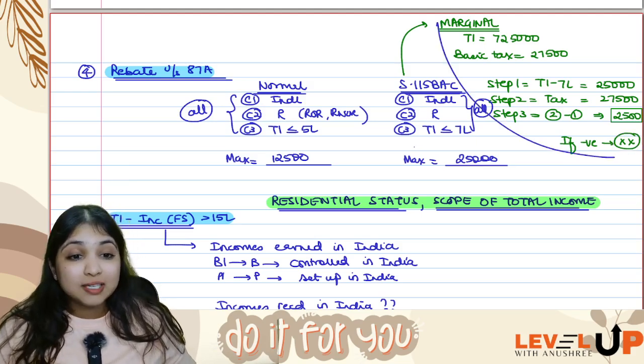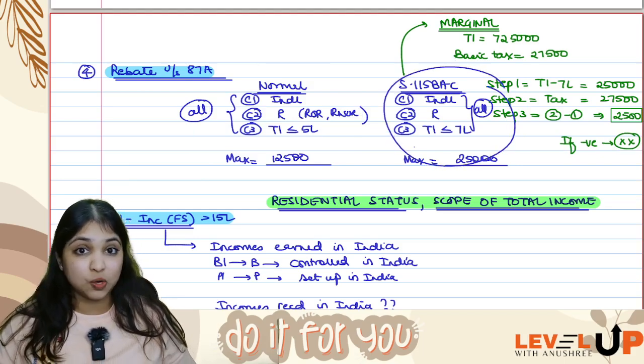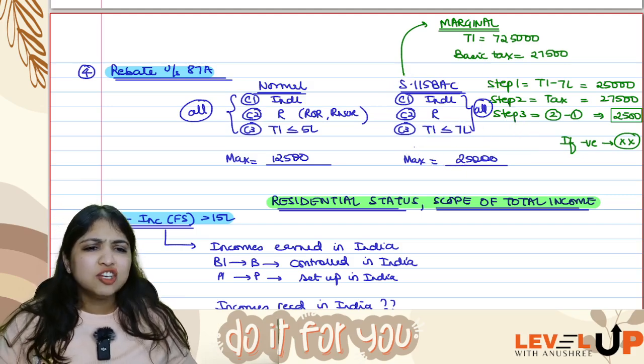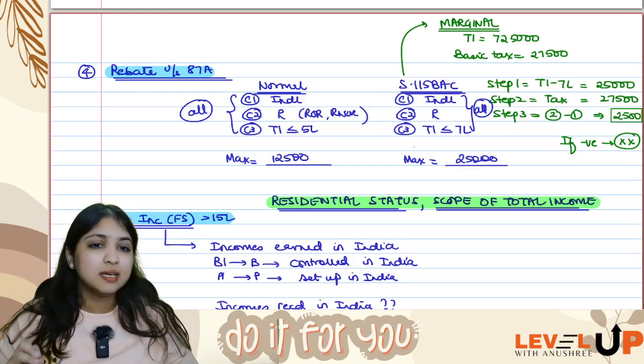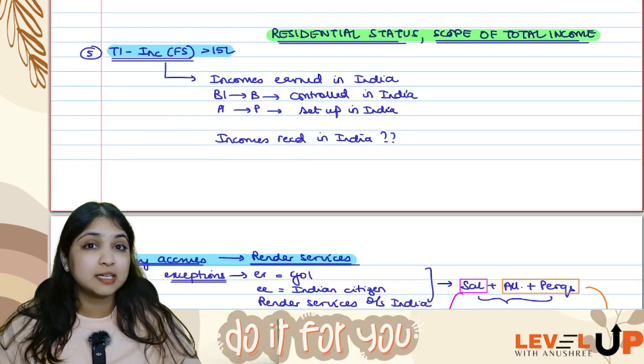But do you have all this calculation even in the normal regime? No. This is only in 115 BAC. Okay, even if your income is more than 7 lakh, you will still have this calculation, and generally we do this calculation till income of 7,27,000, 7,28,000, till that much income only we do this calculation. Okay. So these are your 4 points under basic concepts.